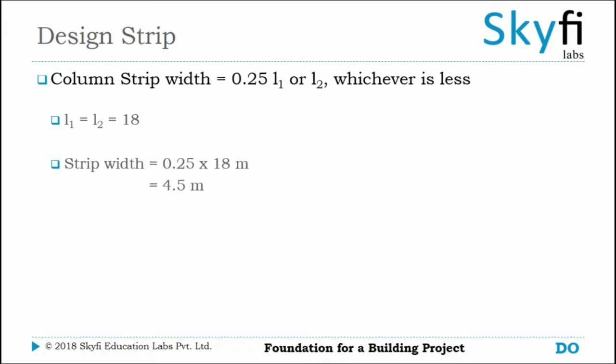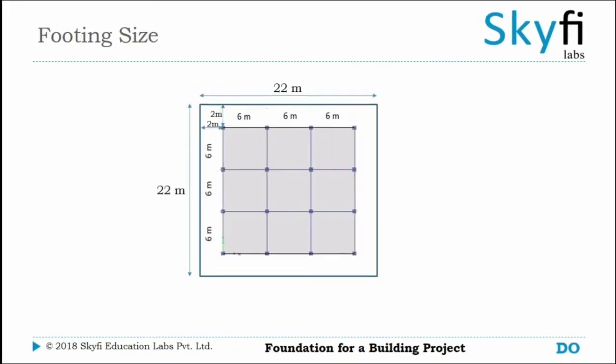But there is no concrete provision for the strip width, so we will consider a lesser width, that is 4 meters. Now here is the plan of the building. The mat footing underneath will be extended on all the sides to cover the corner columns. Let us consider a footing extended 2 meters on all the sides of the building plan. Thus, actual length and breadth of mat footing will be 22 meters.